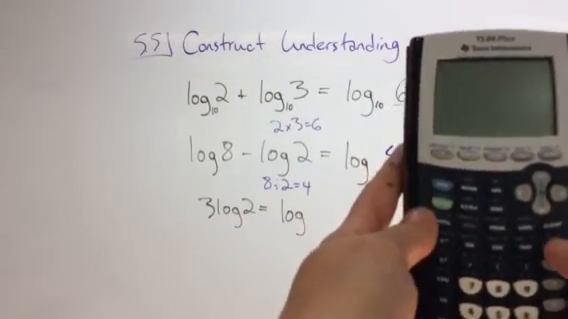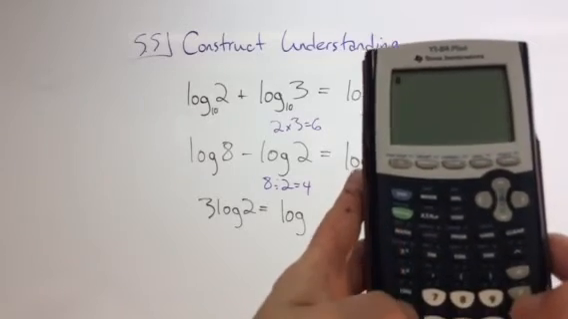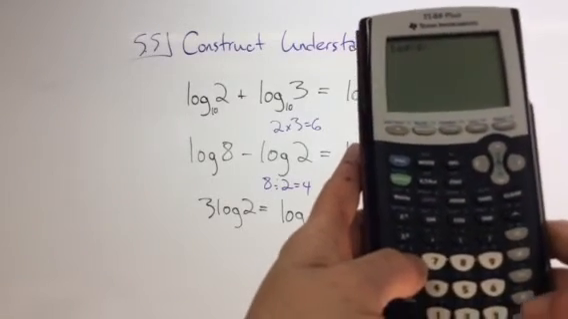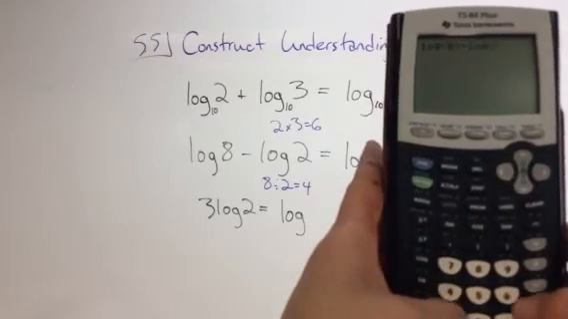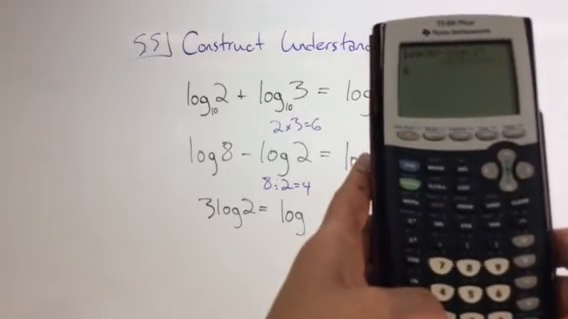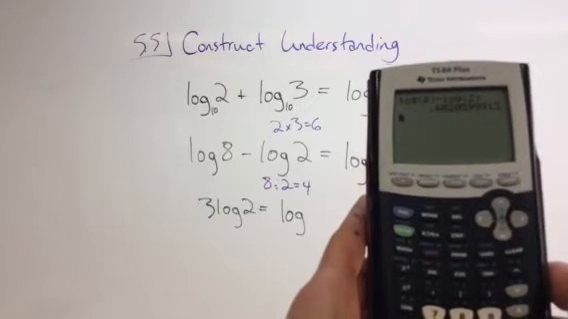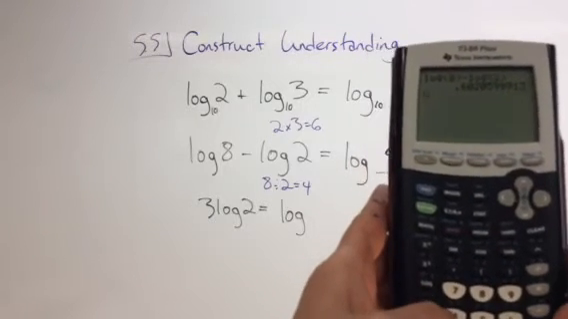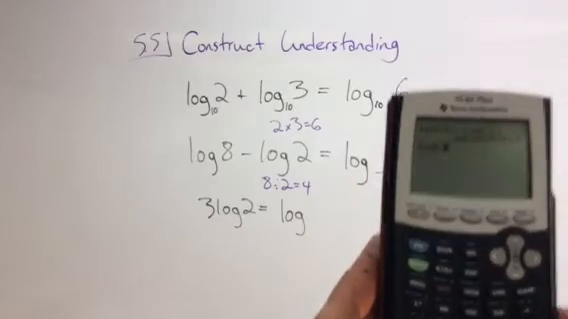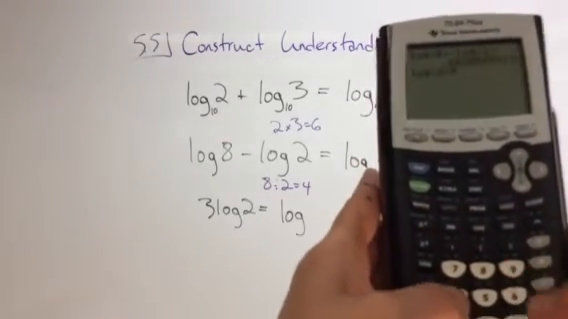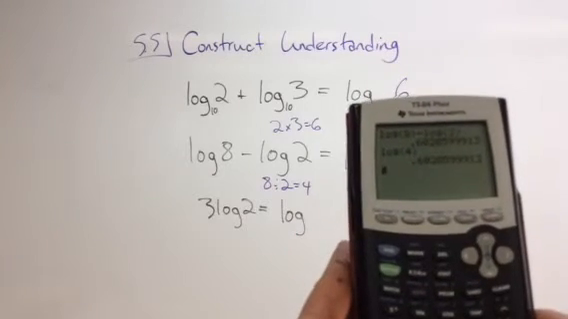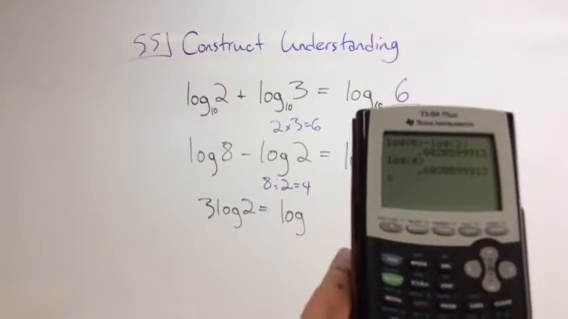And we can clear all this stuff off, and we can go log 8, close bracket, minus log 2, close bracket, equals 0.602, whatever. So then I decide to check my theory, and I think it's going to be log 4. So I'm going to try log 4 equals, whoa, look at that. I was right. It's like I've done this before.